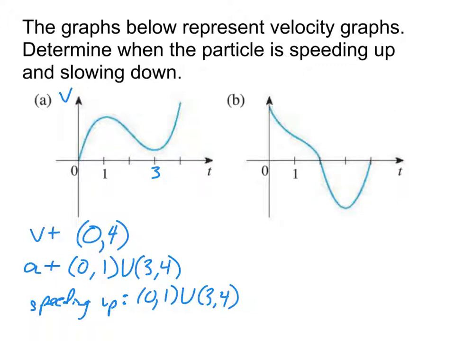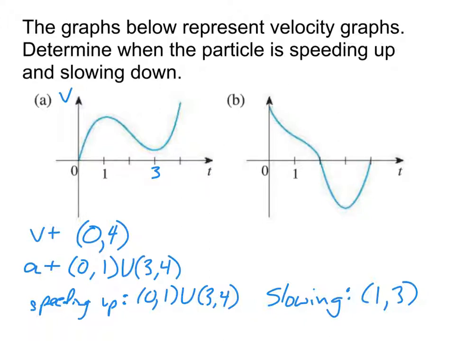All right, now for slowing down for part A. We can look at it two different ways. We could just say it's everything where it's not speeding up or 0. Well, that would then be between 1 and 3. So it's slowing down between 1 and 3. You could also go through and figure out when is the velocity positive and the acceleration negative and look for the overlaps. Or you could say, when is the acceleration positive and the velocity negative, and look for the overlaps again.